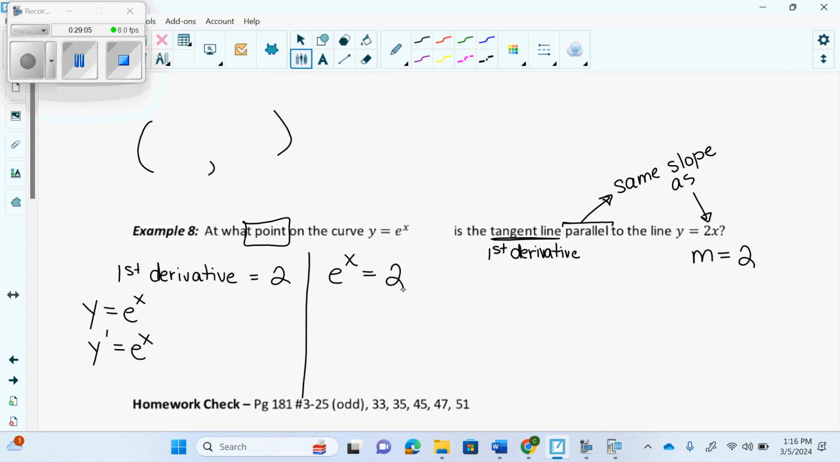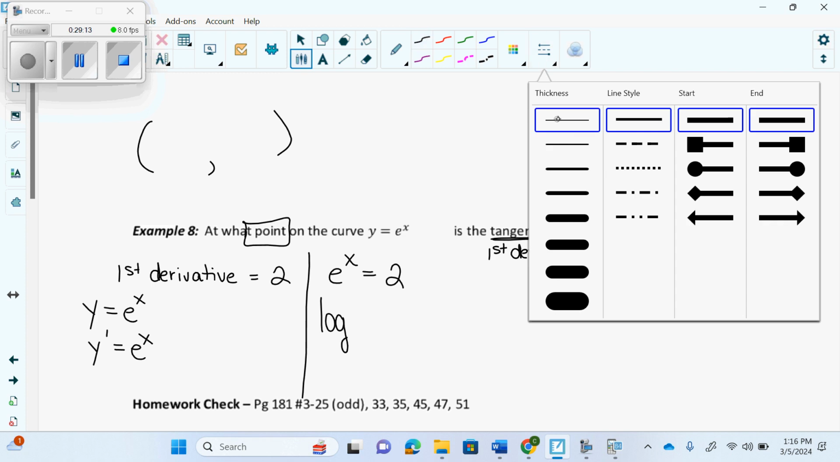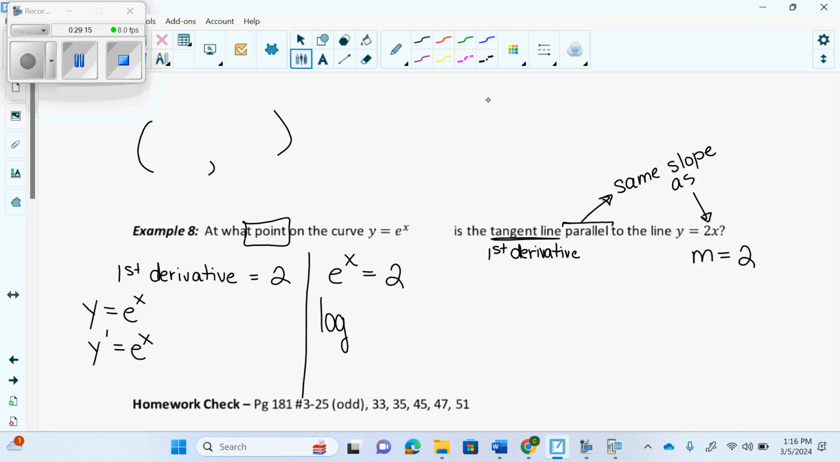So if I want to get this x to come down, I do log base what? As a reminder, you can convert it however you remember. But the base of your exponent will always become the base of your log. So if this is base e, then this is base e. That's what I always remember. The base of my exponent will always become the base of my log.